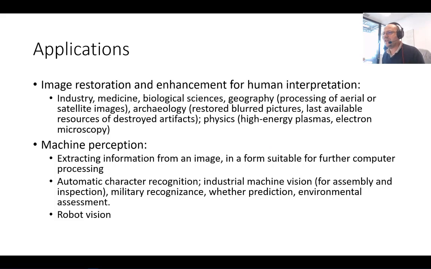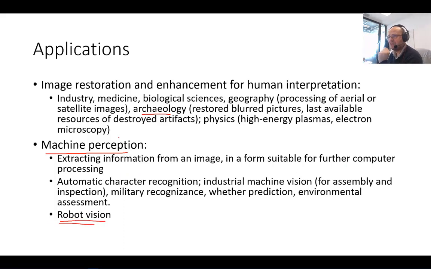So applications then for image processing: image restoration and enhancement for human interpretation, in industry, medicine, biological science, geography, for processing aerial or satellite images. In archaeology, it's quite interesting. Tasks include restoring blurred pictures, and machine perception. Machine perception is extracting information from the image in a form that's more suitable for computer processing. It's also called robot vision.